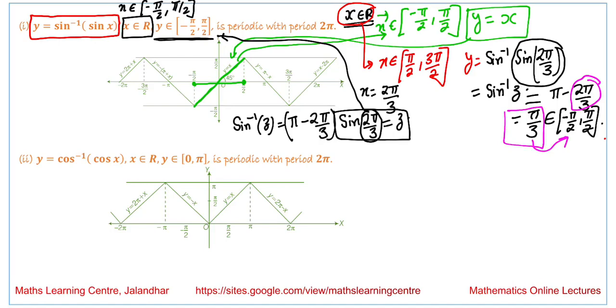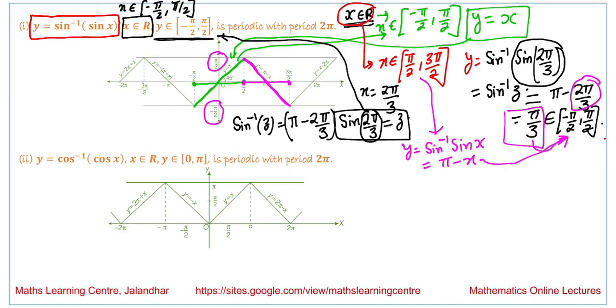So if we generalize this case, if x belongs to this interval, then the solution for y is equal to sine inverse of sine of x, that is basically pi minus x. So in this interval from pi by 2 to 3 pi by 2, we are obtaining this line over here. The answer is in this form because the final answer we require should lie between minus pi by 2 to pi by 2.